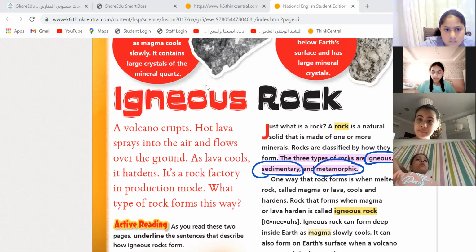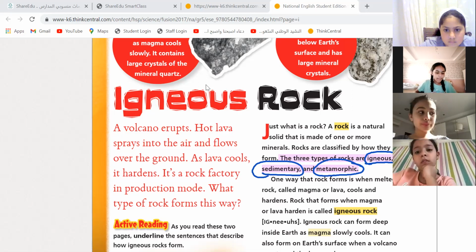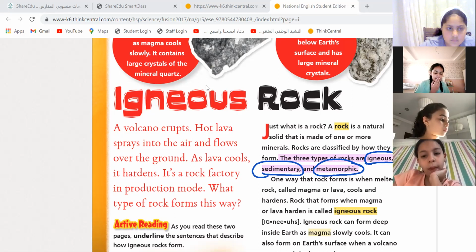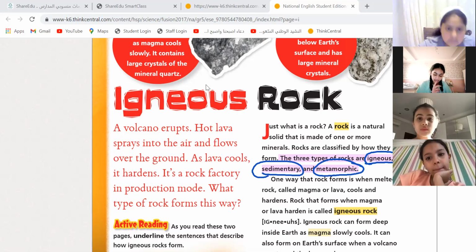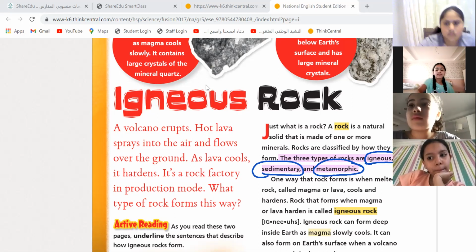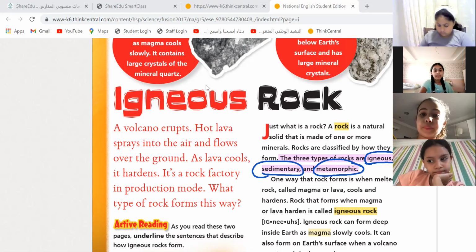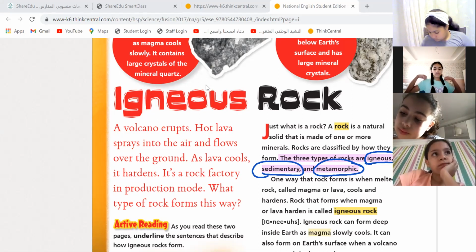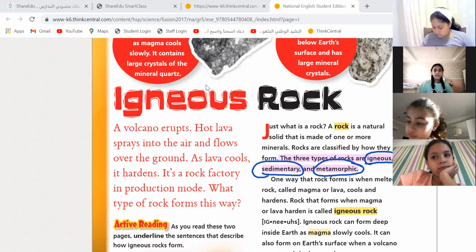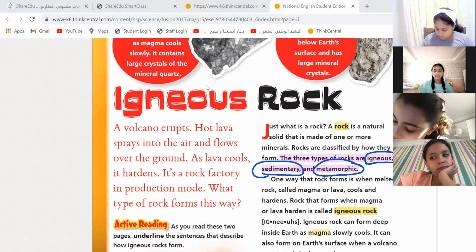How did they become rocks in the first place? So it depends on the way they formed. If they are forming from lava or magma, melted rocks, when they cool down and become hard, rocks that form when magma or lava become hard, we call it igneous rocks. That means there are some other ways that make rocks different than magma and lava cooling down.